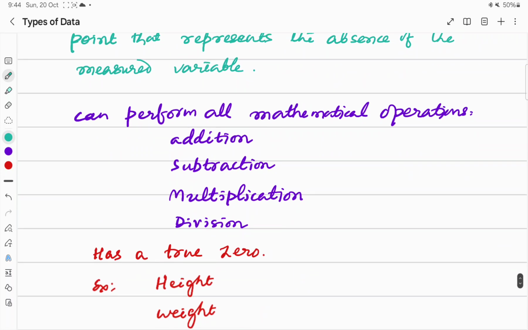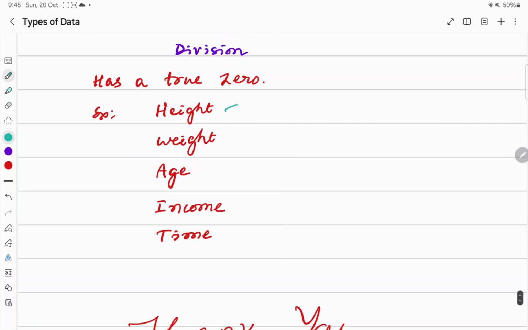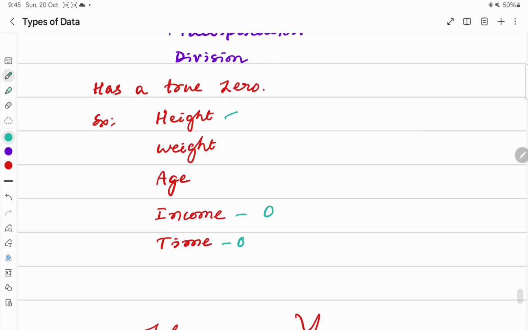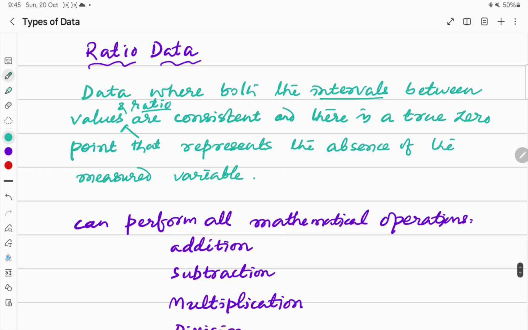Say, for example, height. Height 0 means there is no height. Say income 0 means there is no income. Time 0 means no time taken or not used. Age 0 means 0. So it has a true 0. That type of data we call ratio data.